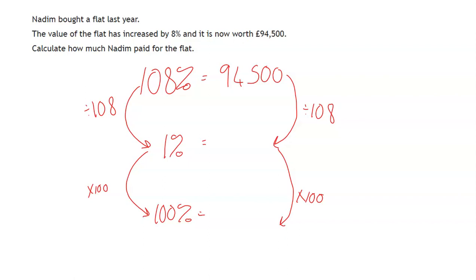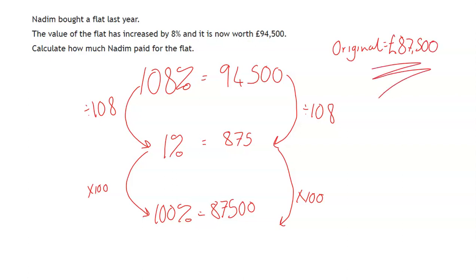So if I do 94,500 and I divide it by 108, what I end up getting is 875. So I know 1% of the original price is £875, and if I multiply it by 100, I get £87,500. So what I can then say is, the original is equal to £87,500. So I've worked back the way and I've said how much Nadeem paid for the flat originally: 87.5 grand.